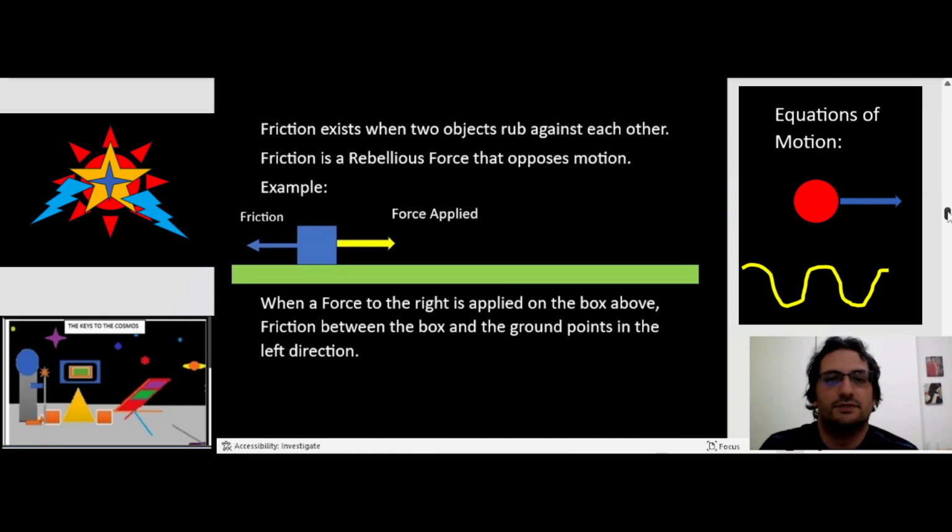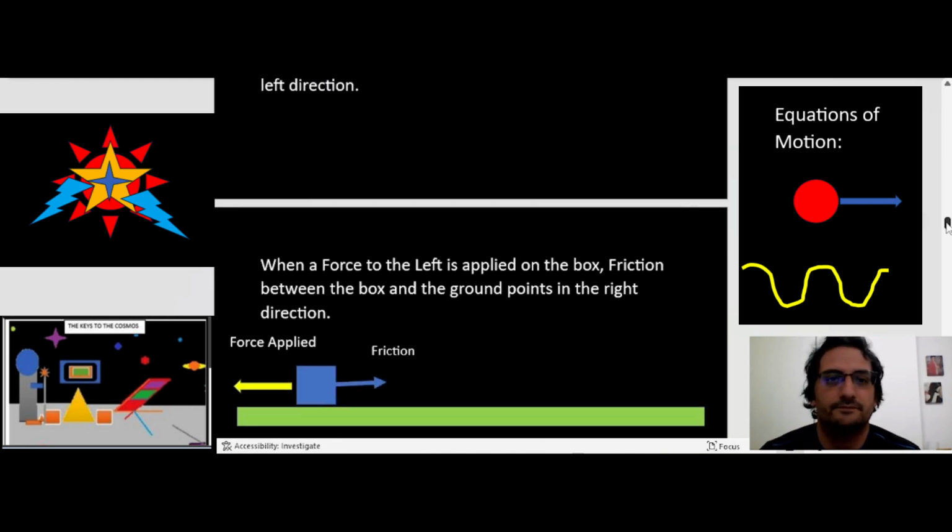Friction exists when two objects rub against each other. Friction is a rebellious force that opposes motion. For example, when a force to the right is applied on the box above, friction between the box and the ground points in the left direction. Friction always points in the opposite direction of motion and applied force.